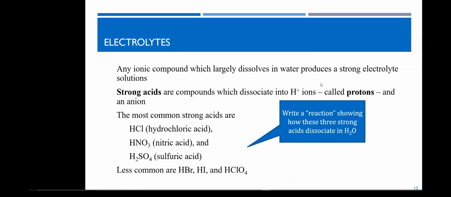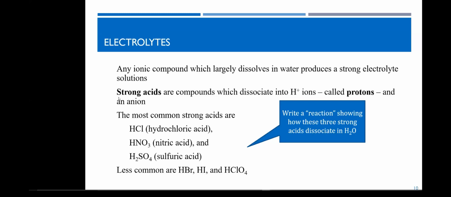Okay, so the most important thing that you understand right now about this is what gives you a strong electrolyte. Number one, any ionic compound which dissolves in water. Because if it's ionic and it dissolves, it also dissociates. That means there's lots of ions in the solution. It will conduct electricity. So that's number one, any ionic compound which dissolves in water.